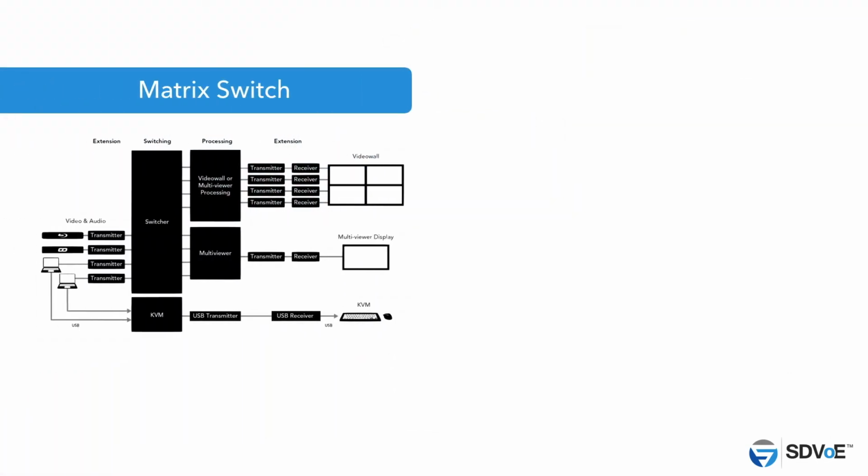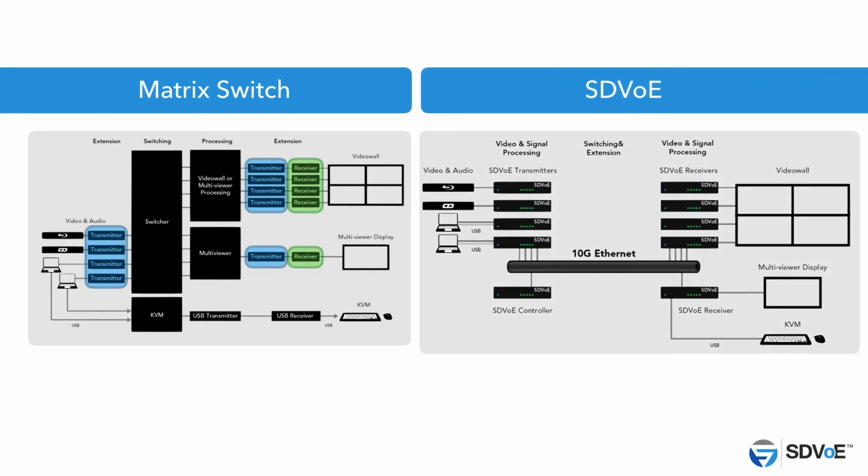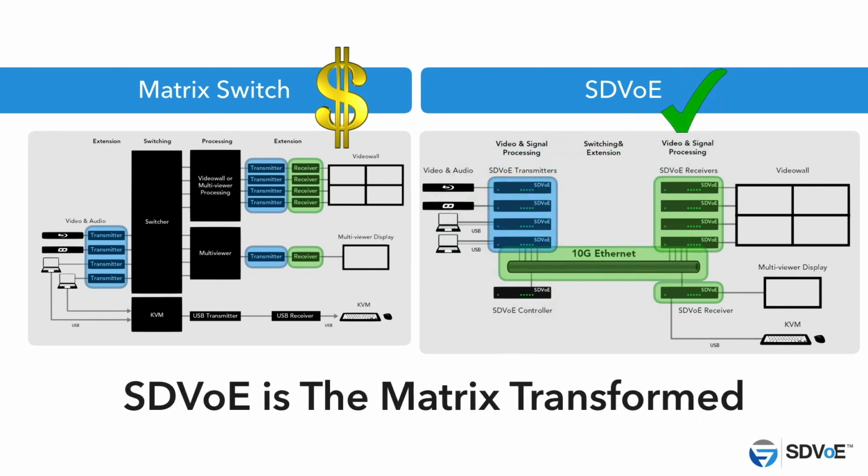So unlike a matrix switch, which can only accept a limited amount of endpoints, an SDVoE system can accept as many as the highly scalable Ethernet network can support. And the Pro AV industry doesn't need to spend millions of pounds finding more bandwidth for the future, because our networking allies are taking care of that for us, meaning we can focus on making SDVoE technology drive the future of video distribution and cement its place in Pro AV as the matrix transformed.